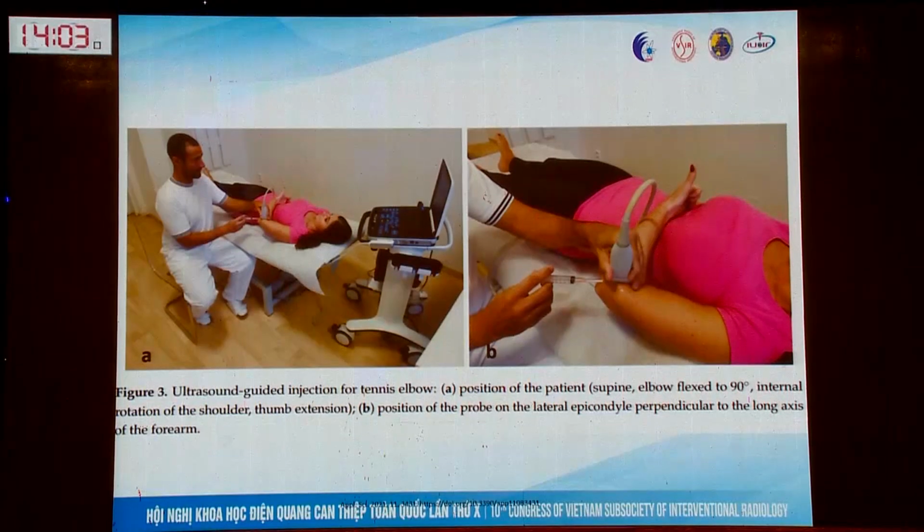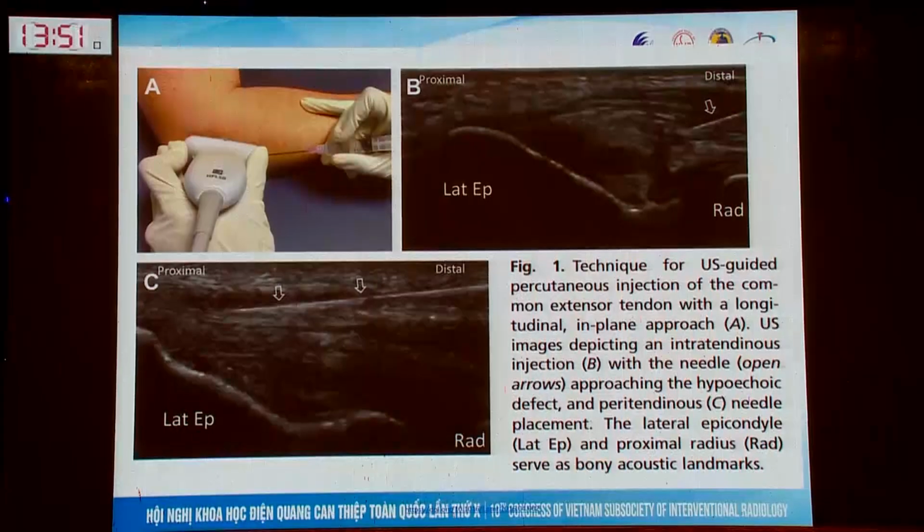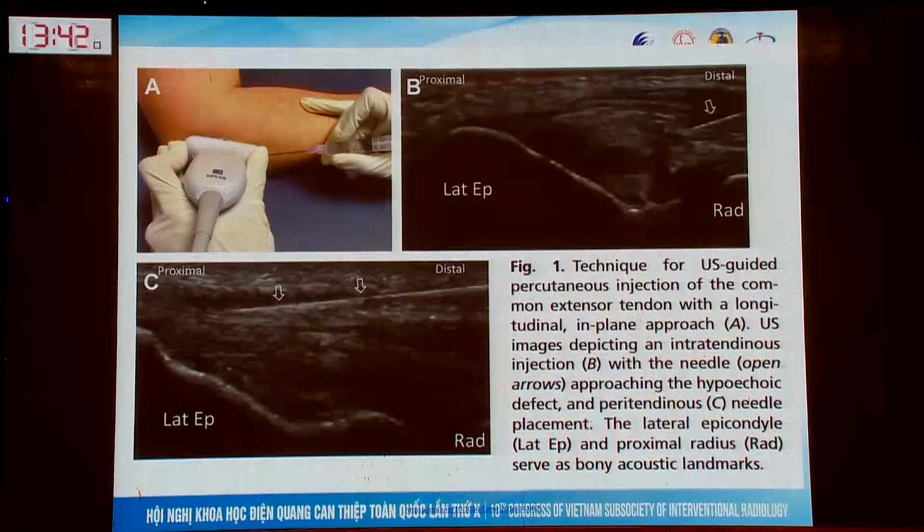The patient should flex their elbow, and the physician will sit by the patient, and this is the probe position. This is the probe position for the transverse image of the common extensor tendon, and this is the probe position for the longitudinal image of the common extensor tendon, and this is an example of injection. The needle goes from distal to proximal, and its target is the hypoechoic lesion within the common extensor tendon.